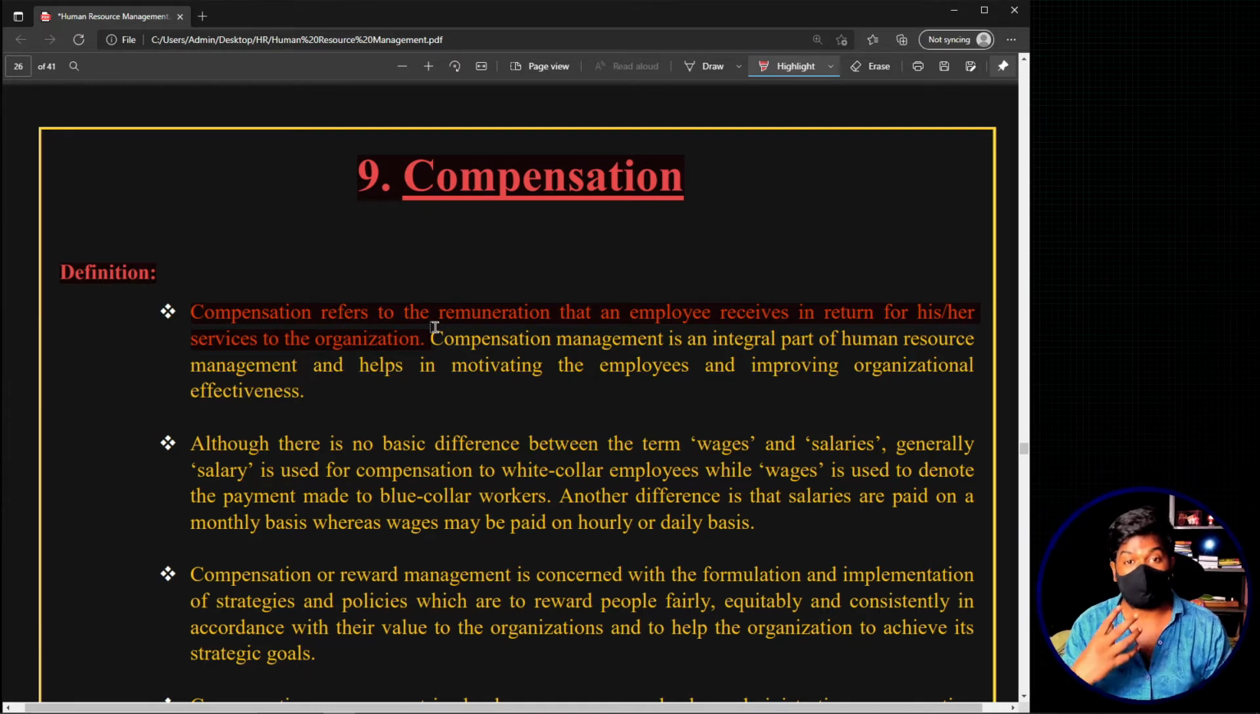You need to understand the difference between compensation and remuneration, because there is a chance that in certain interviews they will ask you what you mean by compensation, what you mean by remuneration, and then why you are using the term compensation everywhere instead of remuneration.